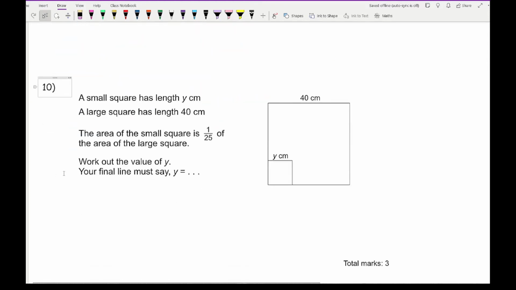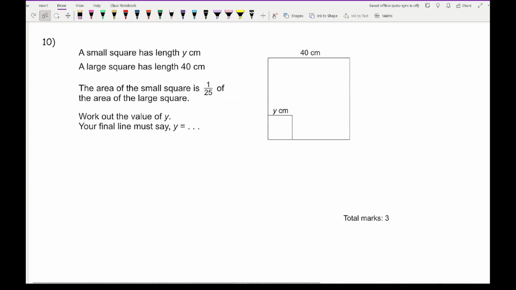Moving on to question 10, it says that a small square has a length of y centimeters, a large square has a length of 40 centimeters. The area of the small square is 1/25 of the area of the large square. Work out the value of y. So first of all, we need to work out the area of the large square, and we do that by squaring 40 or multiplying 40 by 40. So 40 times 40 gives an answer of 1,600 centimeters squared.